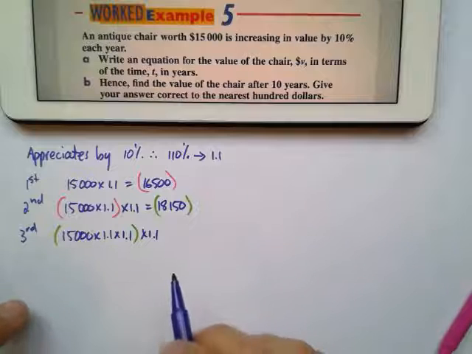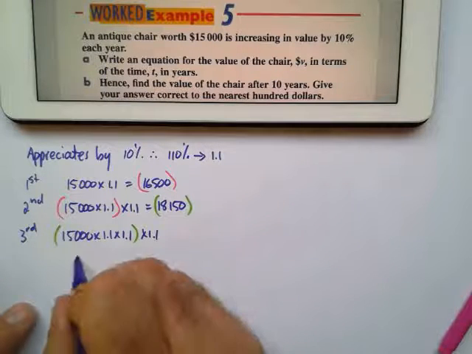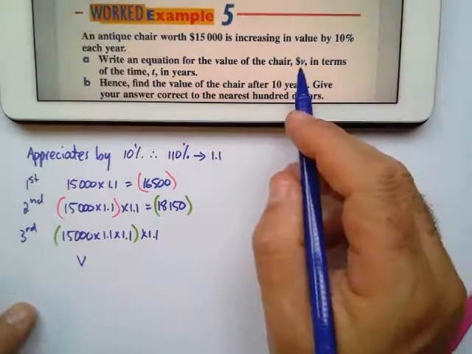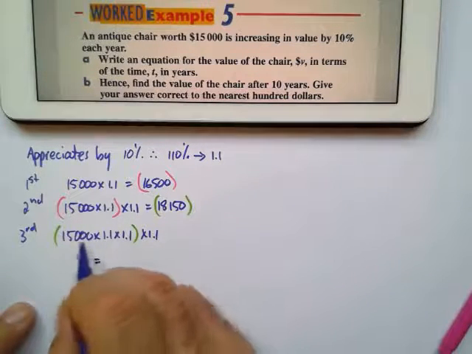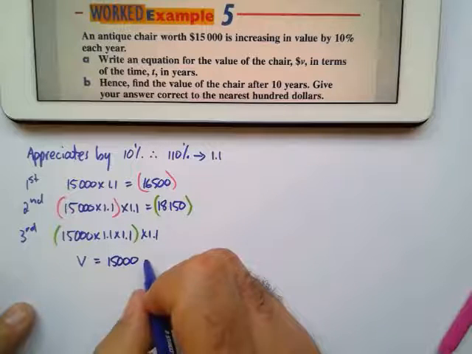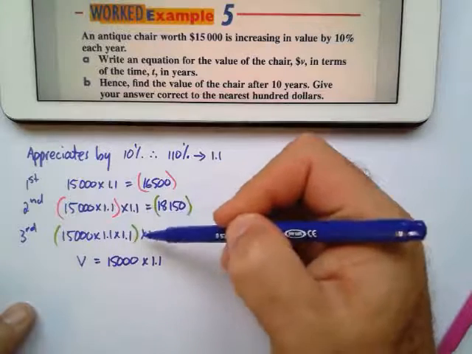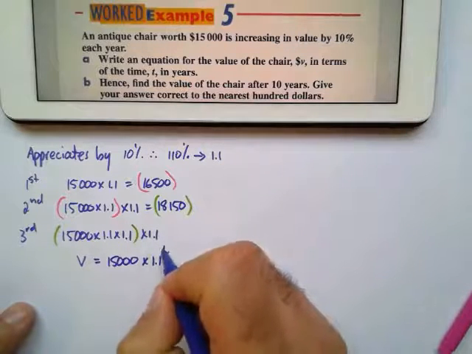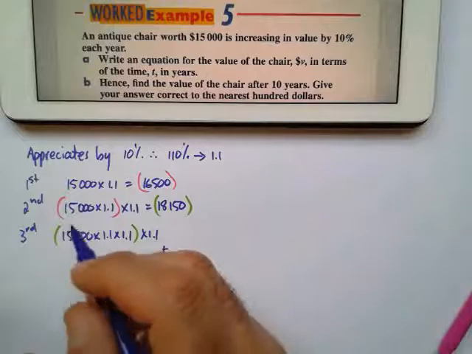So can we see that we are getting into this process where I can say that the value in dollars equals I start off with $15,000. I then take 1.1, and this is to the power 1, this is to the power 2, this is to the power 3. So in 10 years it will be to the power 10. So that is then the formula.